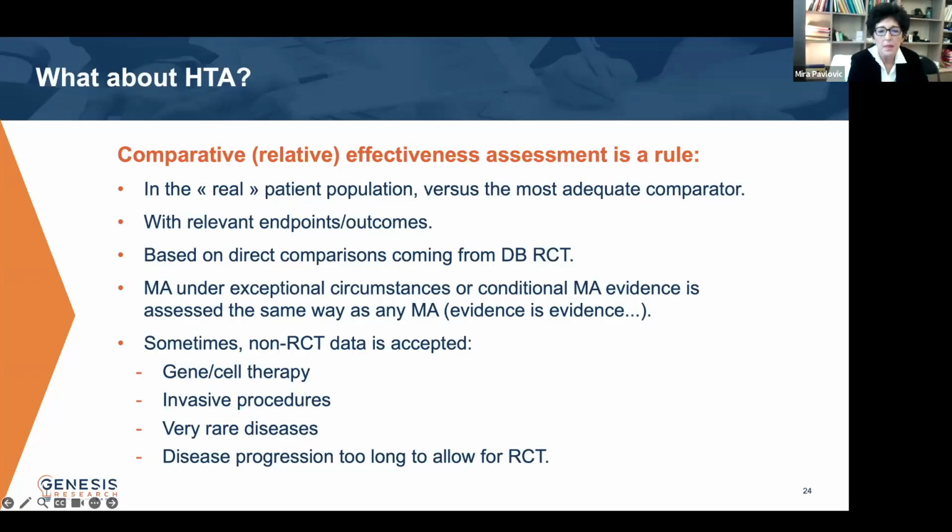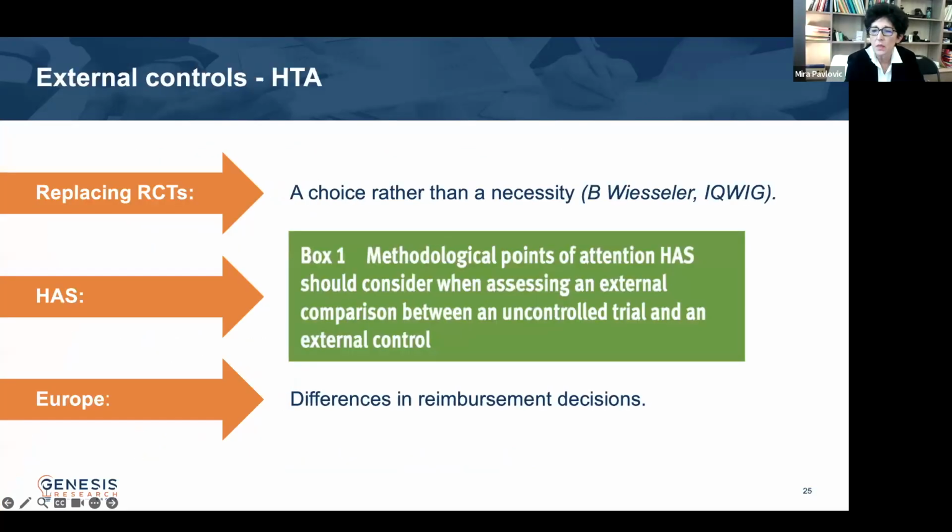non-randomized data is accepted. For example, when you have gene therapy, I don't think it's possible to do a randomized trial. When you have very invasive procedures, if you can imagine a mock surgery or whatever, in very rare diseases, and when disease progression is too long to allow for a randomized trial. So there are many papers on that.